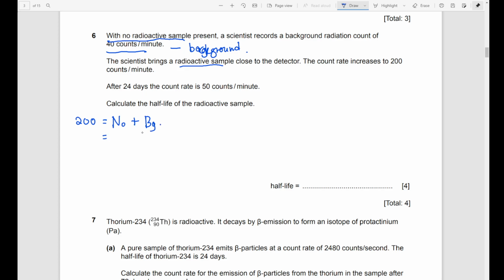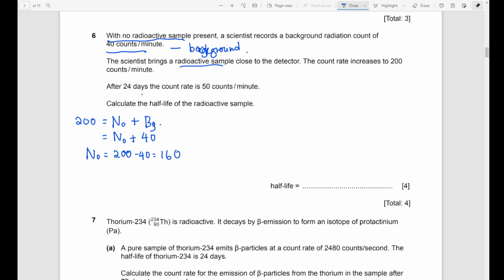From the question we know that the background radiation is 40, so N naught plus 40. So that means we can find the actual value produced by the sample. N naught is equal to 200 minus 40, so we will get 160 counts per minute. So this is the initial reading for the sample.